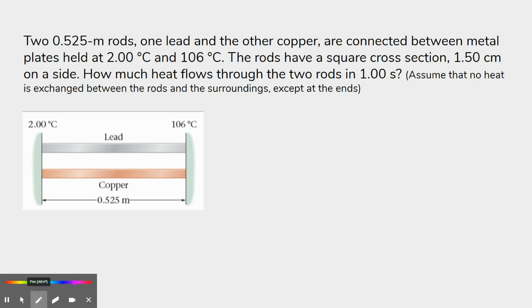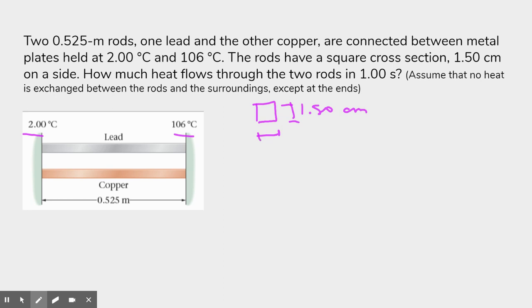Okay. Now, we're going to take something very similar to what we were just looking at. We're still looking at rods. This time, we're going to talk about a lead rod and one that is copper. They are connected in parallel, and we see the temperature difference is 2 to 106. They have a square cross section instead of a circular one. And that cross section is from here to here, 1.50 centimeters. And it would be the same on this side because it says it's a square. So how much heat will flow through those two rods in 1 second?